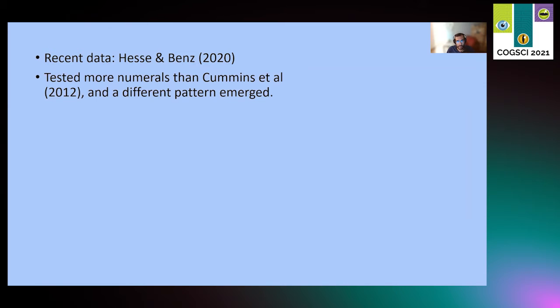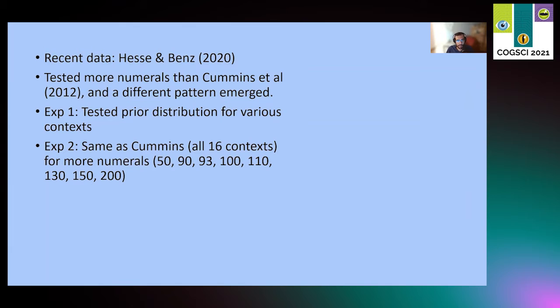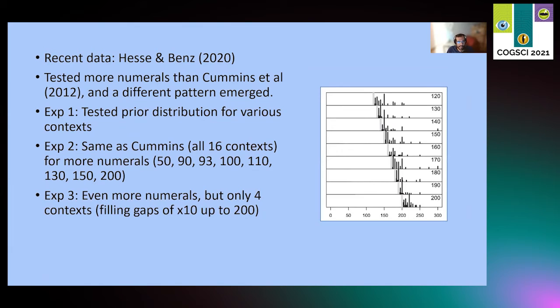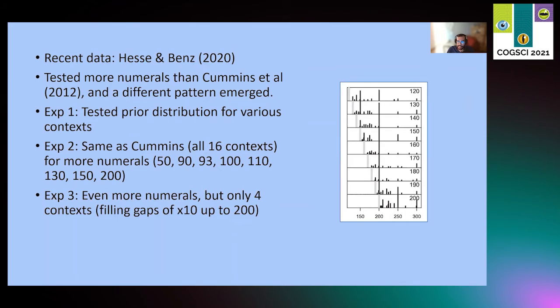And they tested more numerals, and a different pattern emerged. So they tested prior distributions for various contexts. I'm not going to go into detail, but they just test more numbers, and the effect is not so clear. But there is a clear effect, namely that when you get closer to a round number from below, you have this kind of squeezing of guesses between the n and the round number.